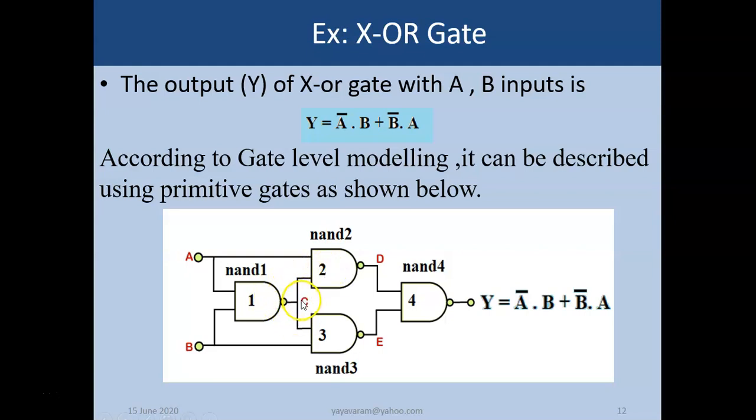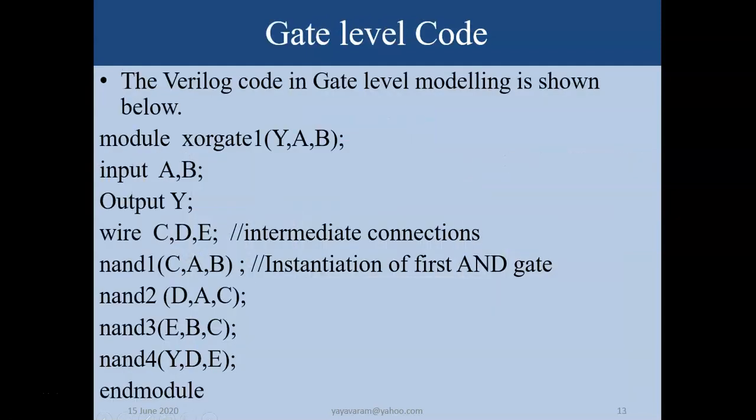This is not going to be the main input. Here, there is an intermediate input to NAND 2 from NAND 1. So such values are represented by wire. You remember, we'll discuss this in the next videos while discussing the data types.